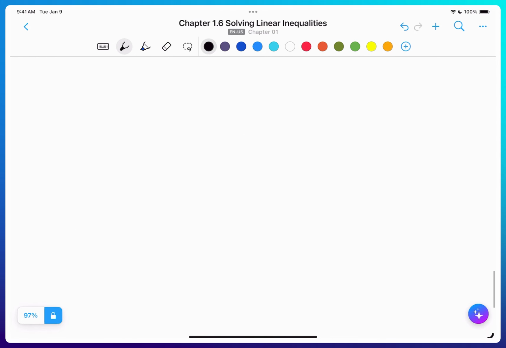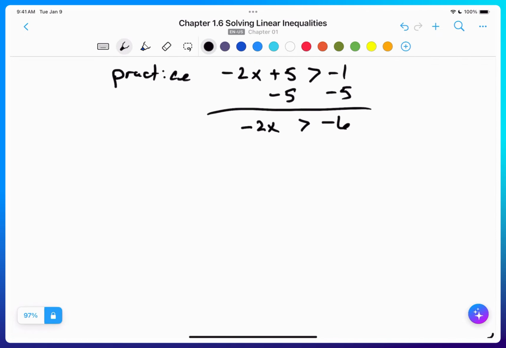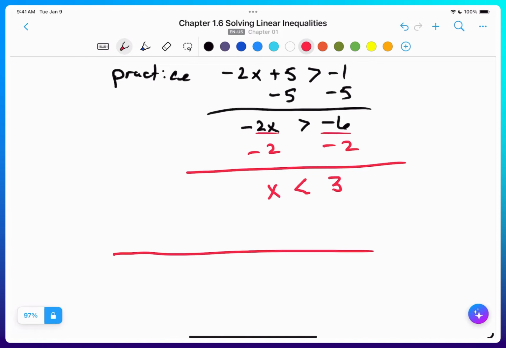So let's go on back up here. And we're going to divide by -2. Let's make that red. Divide by -2. Divide by -2. And that's going to give me x. Reverse the inequality, going back this way. And a negative divided by a negative is a positive. So it's a +3.